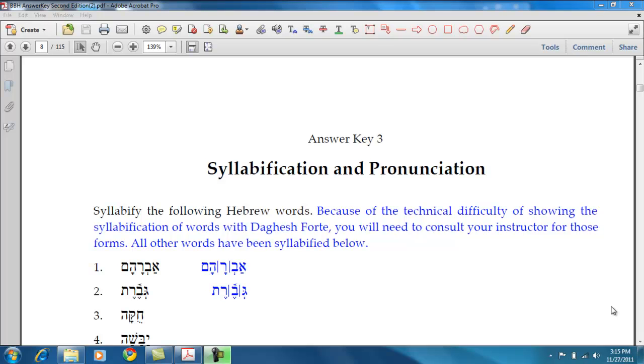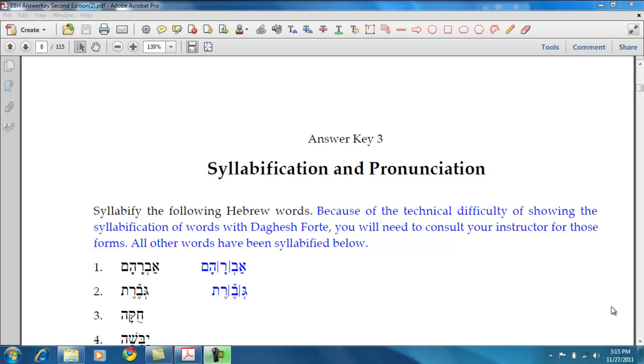We're going to go over tonight the workbook, the homework that you were supposed to do in breaking down the Hebrew words into syllables. So let's go ahead and get started with that. It says syllabify the following Hebrew words, and that's what we're going to do.